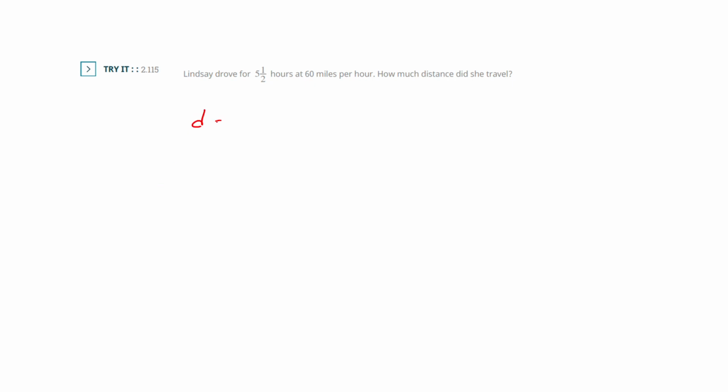Okay, so I've got distance equals rate times time. I've got a rate of 60 miles per hour. Got 5.5 hours. So I'll multiply those together and I'll have my distance. Now I'm going to do this by hand. I'm going to change this back to an improper fraction where you do 2 times 5 is 10 plus 1. So that's the same thing as 11 halves.